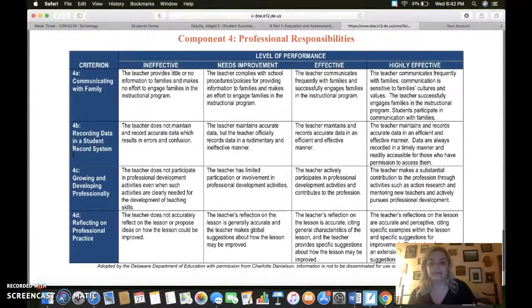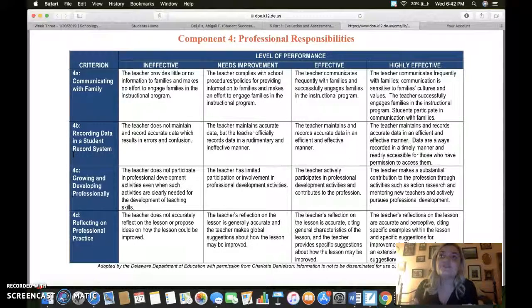Professional responsibilities. So this is communicating with the family, recording data. Super important because you need to document everything that happens with the student. You need to communicate with their teachers. If they're not acting right, if they're doing great, the teacher needs to communicate that to the parents.